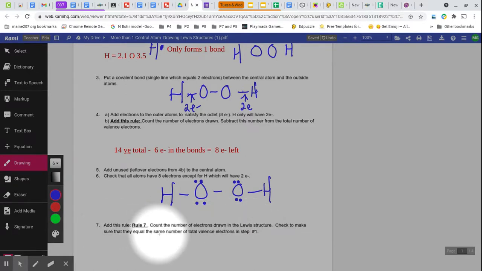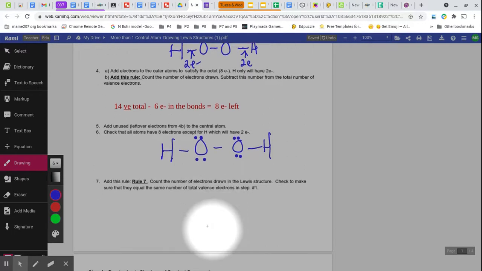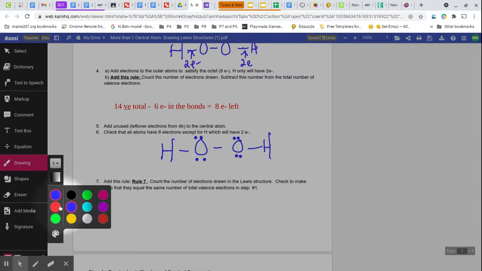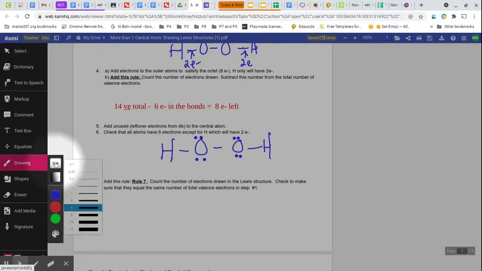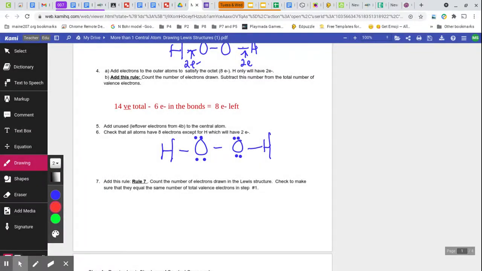Check to make sure they equal the same number of total valence electrons in step 2. So I don't draw on that. Well, actually I could, it's fine. So here I'm going to change my drawing thickness and change the color so I can count and you can see it. All right, so every time I count, I'm going to count by 2. So this is 2, 4, 6, 8, 10, 12, 14.